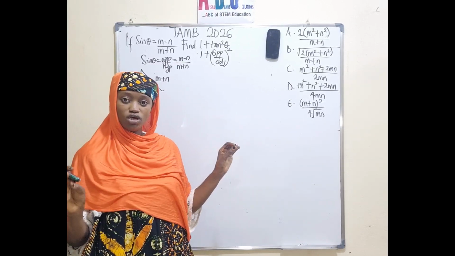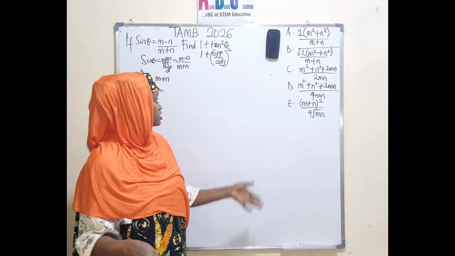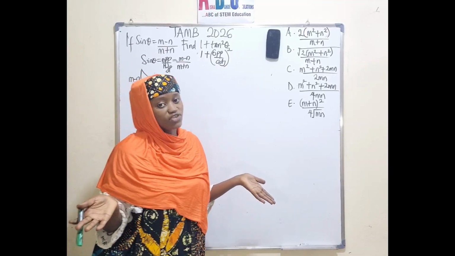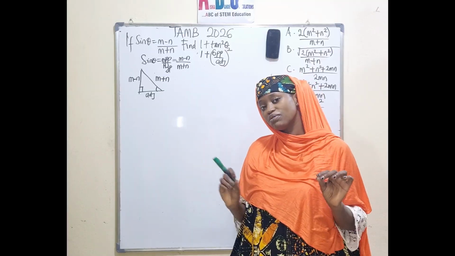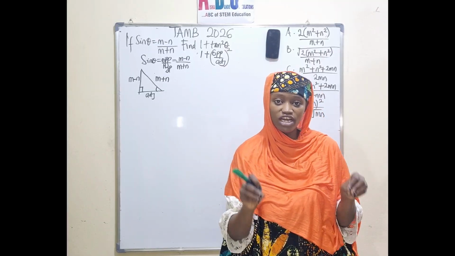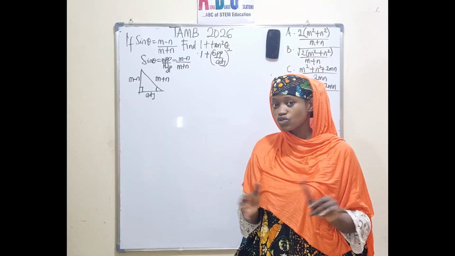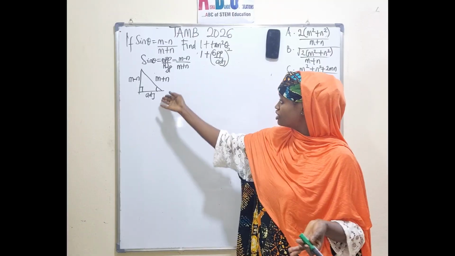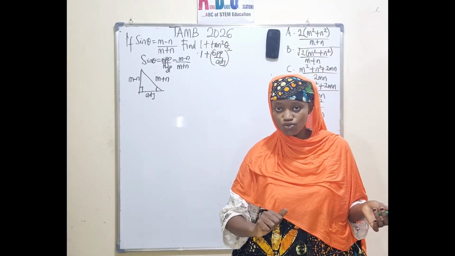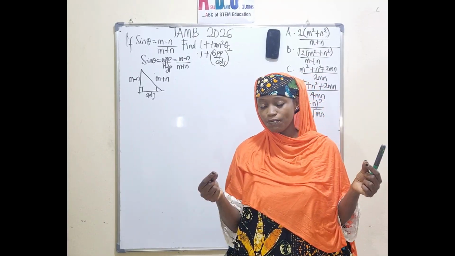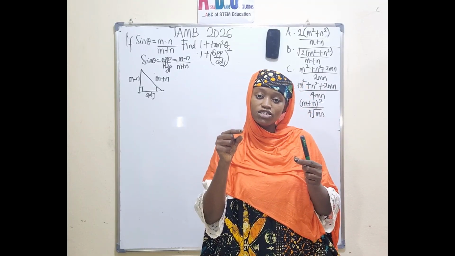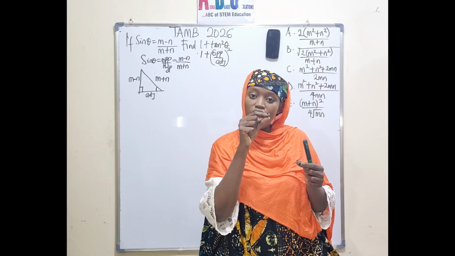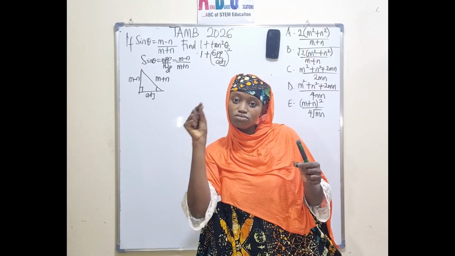But there's an issue. Something is missing here. What is missing is the value of the adjacent. We do not have the adjacent given in the question. So what does that imply? That implies that we have to find the value for the adjacent. All right, so to do that, we can use what we call the Pythagoras rule, which states that the square of the hypotenuse is equal to the sum of the squares of the adjacent and the opposite side.